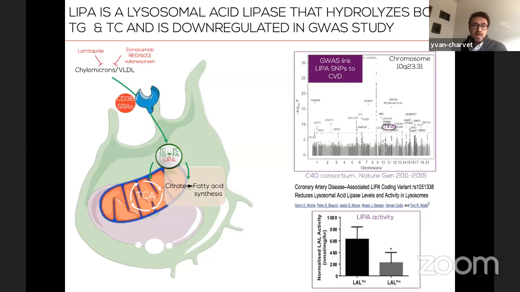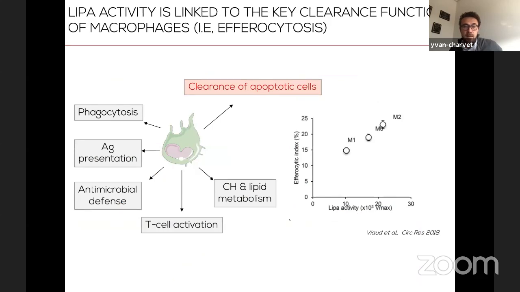We were also interested in this other enzyme called LIPA, which is a lysosomal acid lipase. And it's interesting because this lipase has a dual effect, not only in hydrolyzing cholesterol, but also in hydrolyzing triglyceride. And it has been shown in a GWAS study that SNPs in LIPA were associated with cardiovascular disease. And probably in this study, LIPA activity is downregulated. So it's a central player in lipid handling.